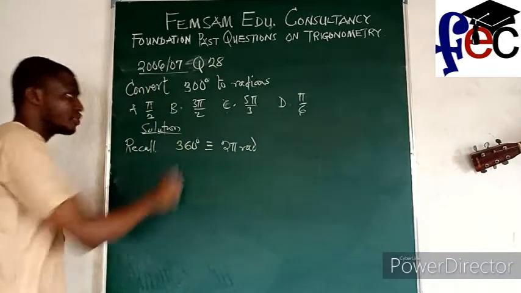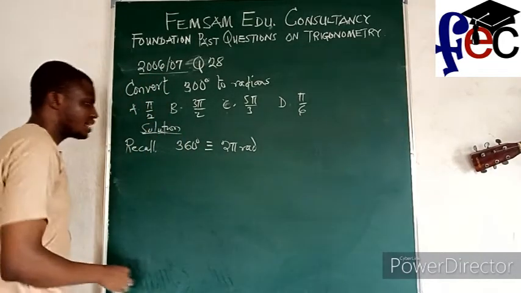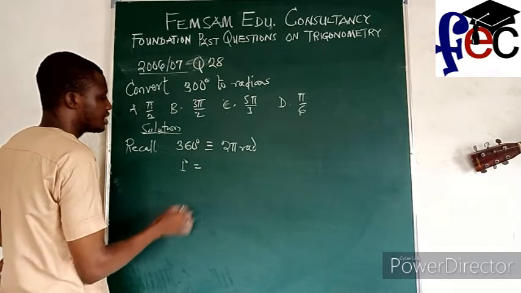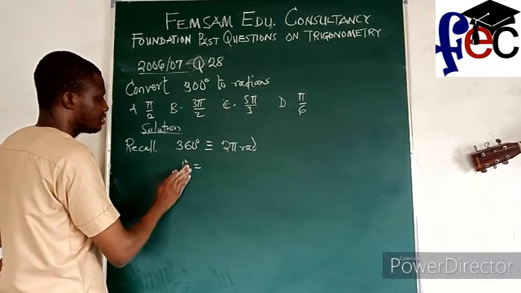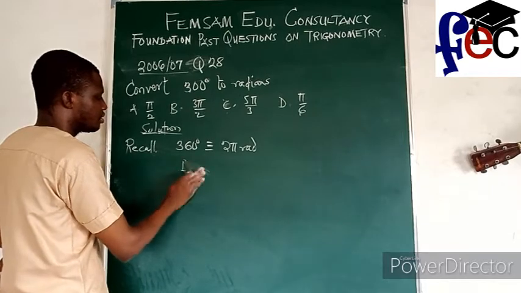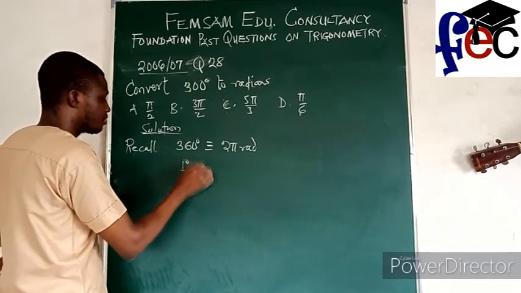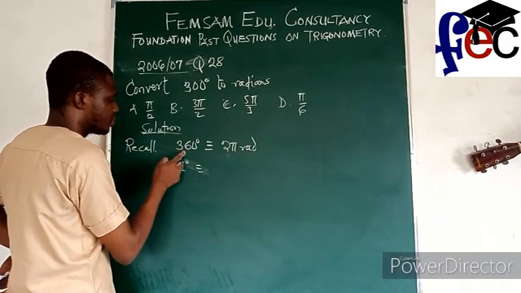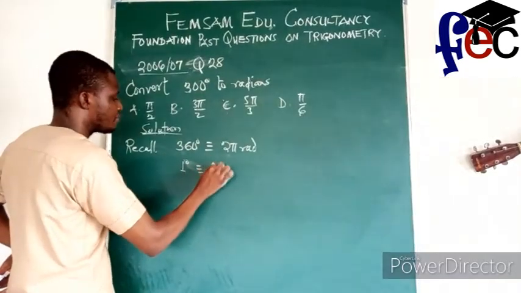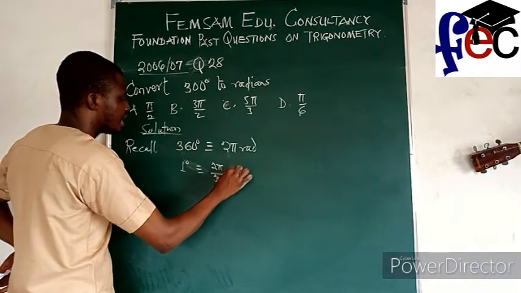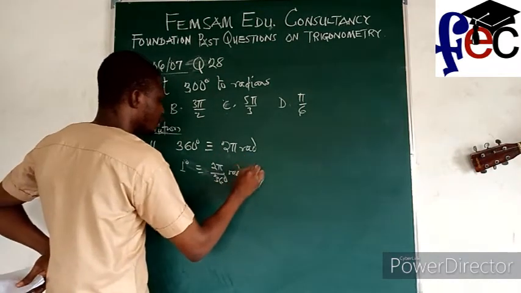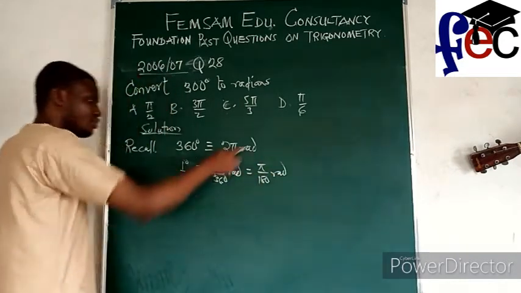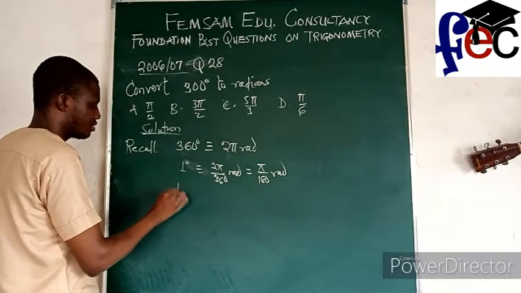The short form of radian is rad. So that shows that 1 degree will be equivalent to, dividing both sides by 360, 2 pi over 360 rad, which is going to be equal to pi over 180 rad.